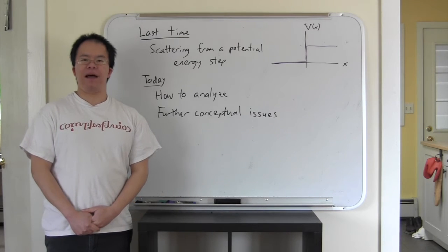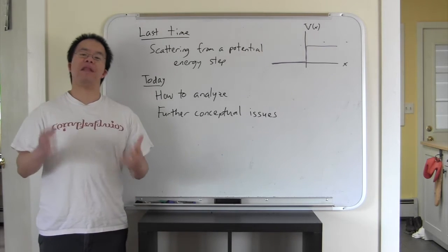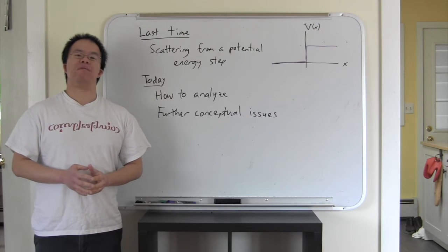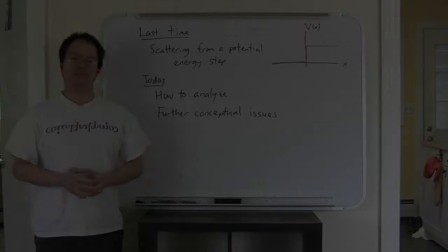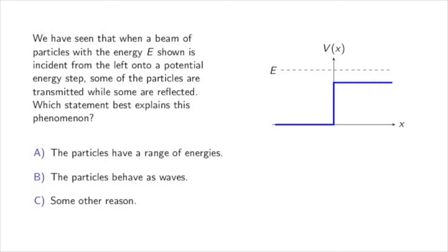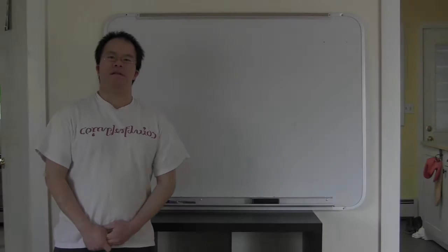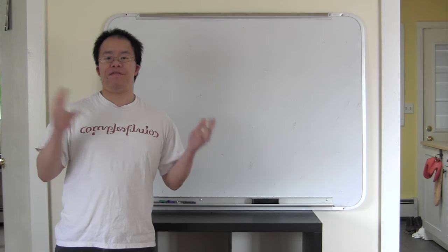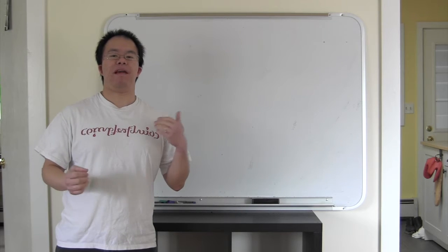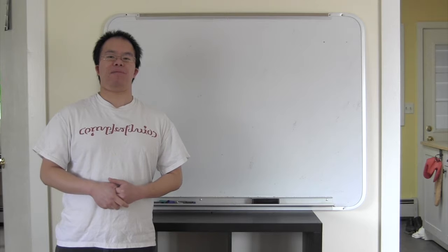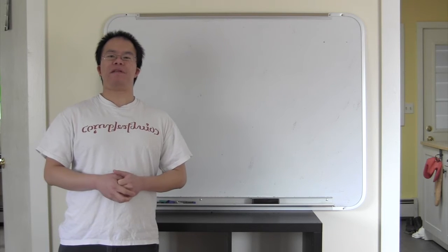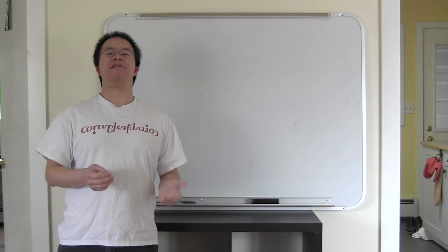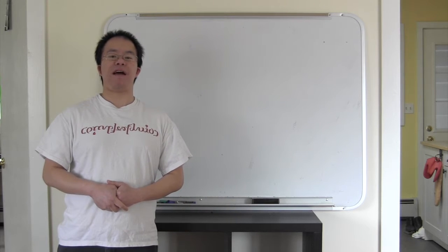So to warm us up and to recollect what we were thinking about last time, I'd like us to begin with a clicker question. Hopefully you've had the chance to think about this. As you remember from looking at the PhET in the last class, when we have a plane wave incident on our potential energy step, there is some probability for that plane wave to be transmitted and some probability for it to be reflected.